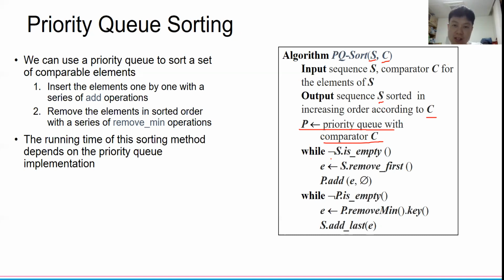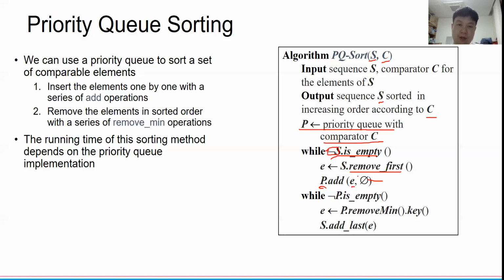Then, while S is not empty, we remove the first element into E and put it into P, with the element E as the key and null, or no value, as the object. We do this until S is empty.